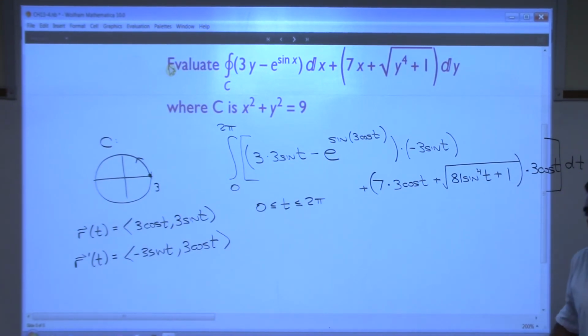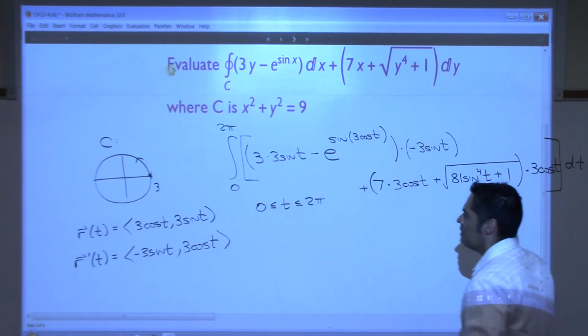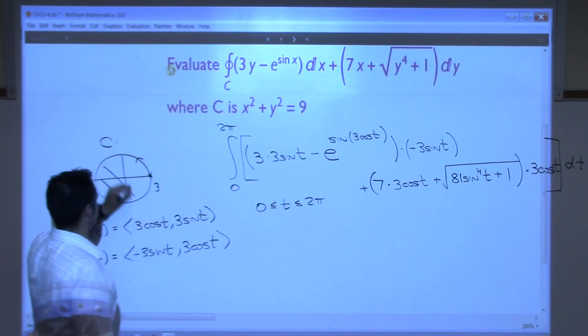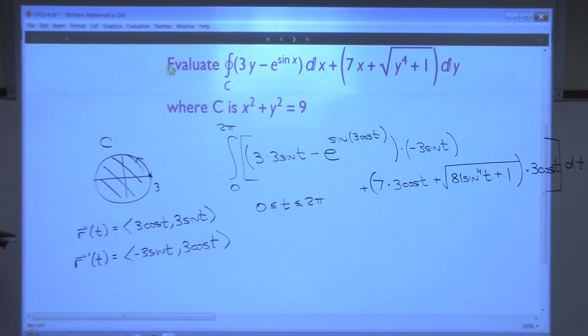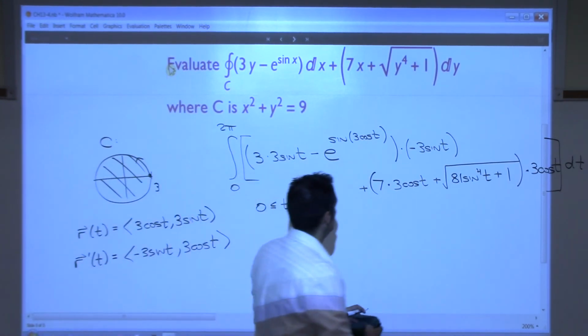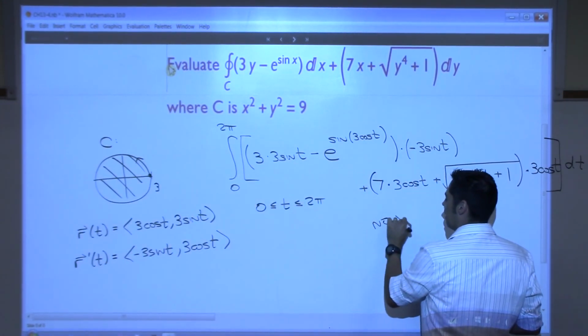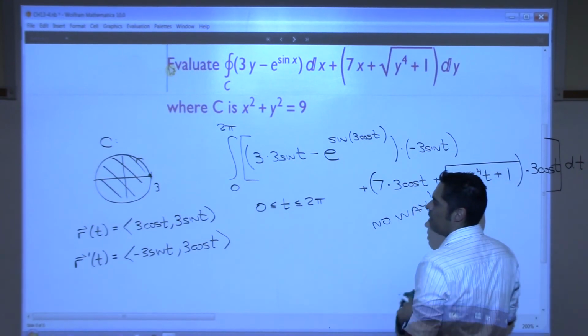So this is where we go, maybe not. Because this is a nice closed curve. It encloses a nice region D. And maybe it'd be easier if we actually use Green's theorem. So we're just going to go like no way here, right? No way. I'm not trying.